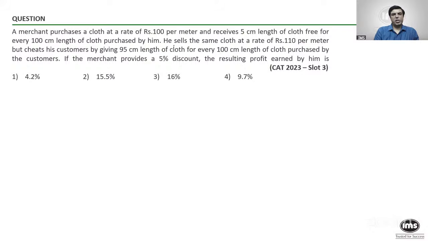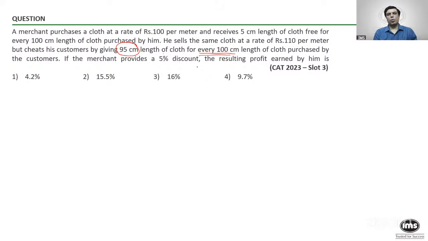If you read the question properly, let's go through the question once again. A merchant purchases a cloth at the rate of rupees 100 per meter and receives 5 centimeter free for every 100 centimeter length purchased by him. He sells the same cloth at the rate of rupees 110, that is markup or increase in price per meter. Now, if you focus on the next couple of statements, he cheats his customers by giving 95 centimeter length for 100 centimeter. When you buy 100 centimeter from him, he is giving you 95 centimeter cloth, right? And then you look at the last line, the merchant provides a 5% discount.